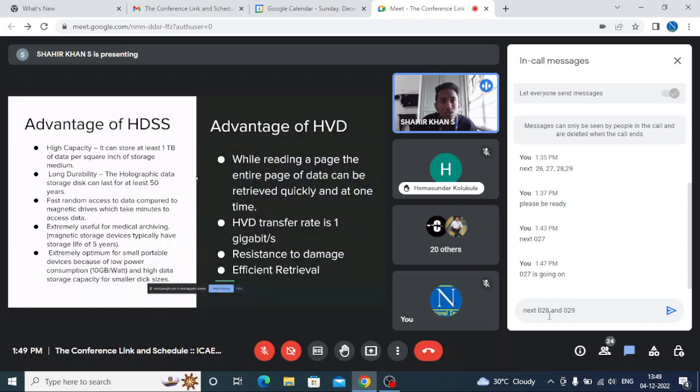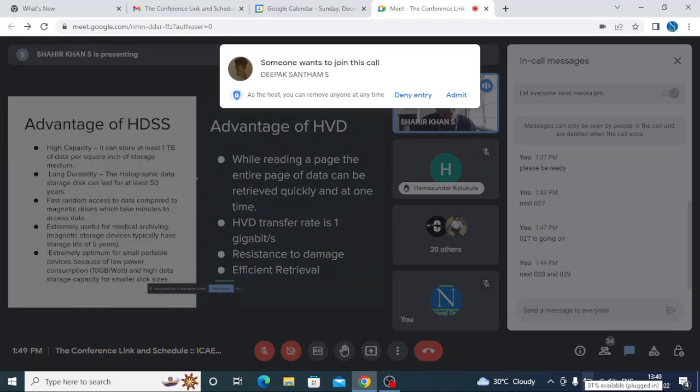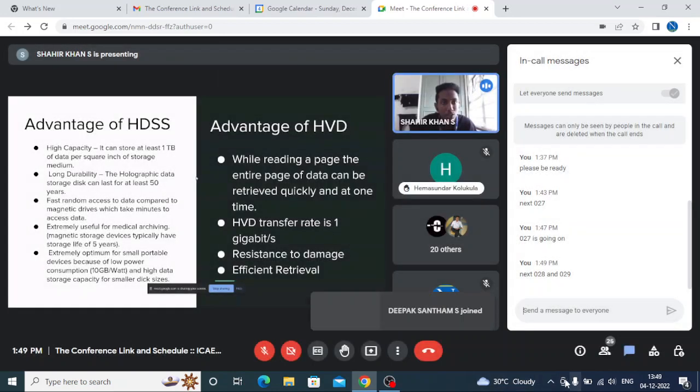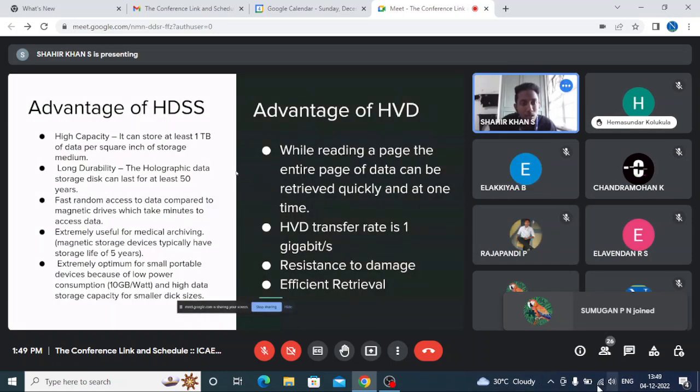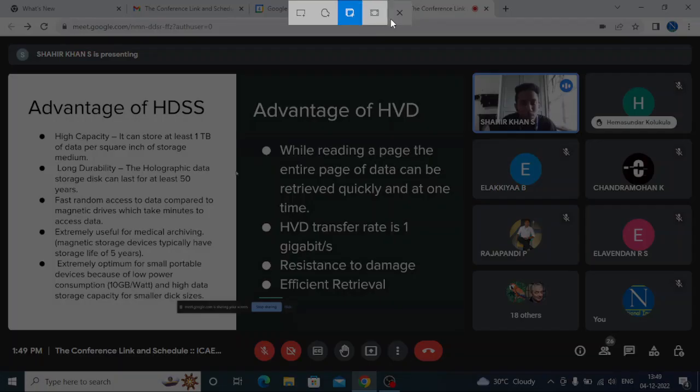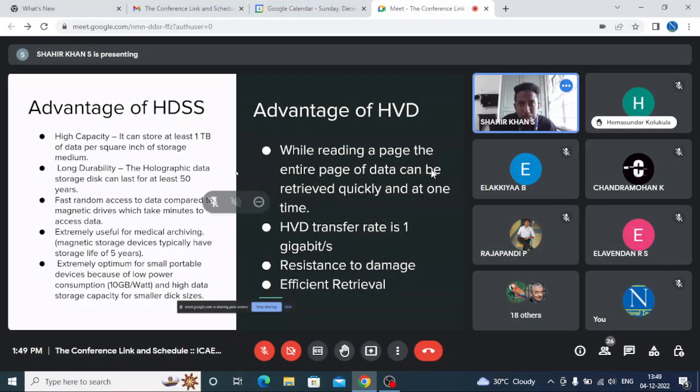Next one is advantages of HDSS. High capacity, it can store at least 1 TB of data per square inch of storage medium. Long durability, the holographic data storage disk can last for at least 50 years. Fast random access to data compared to magnetic drives, which take minutes to access data. Extremely useful for medical archiving and extremely optimum for small portable devices because of low power consumption.